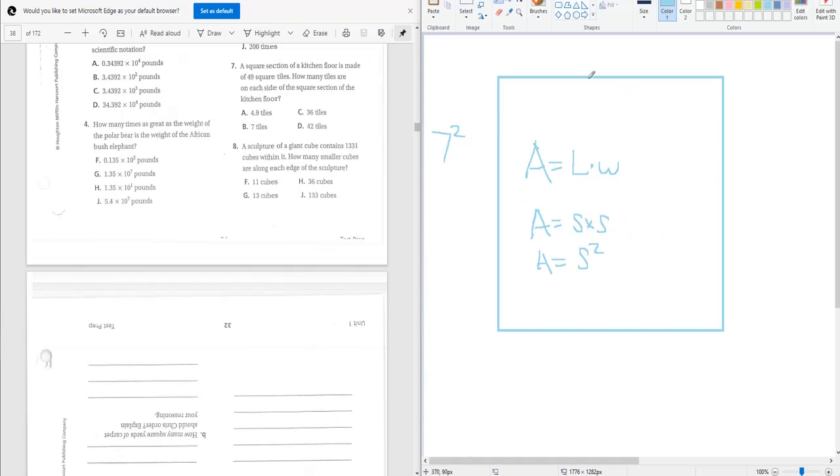So if my side here is 7 and my side here is 7, 7 times 7, 7 squared is going to give me my area. And 7 squared happens to be 49.